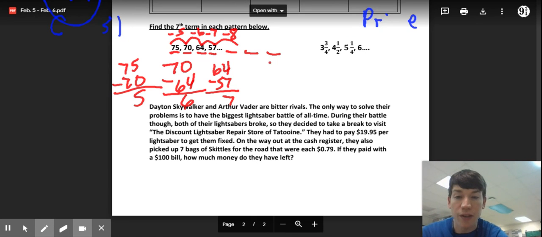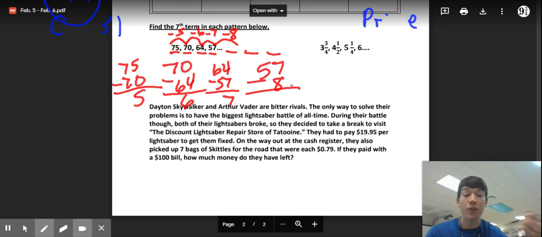So I could literally just take 57 minus 8. Now notice I'm going to have to do that 3 more times because I need 3 more numbers, and think, are you going to subtract 8 every time? Well, no, because that's not going along with the pattern.